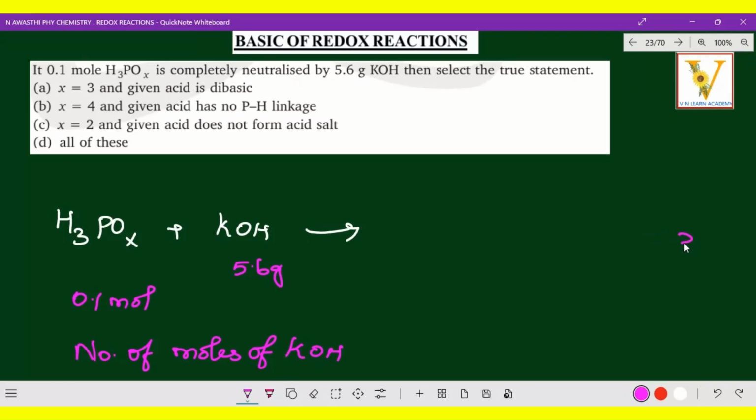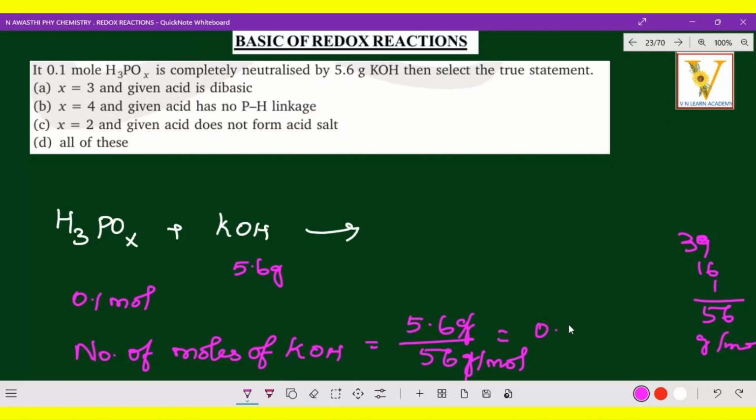Potassium 39 and oxygen 16 plus hydrogen 1. So altogether it is 56 gram per mole, right? So here, given mass 5.6, molecular mass 56 gram per mole, and here gram. So gram cancels. So here it is 0.1 mole. So here also 0.1 mole, here also 0.1 mole. So both are 0.1 only.